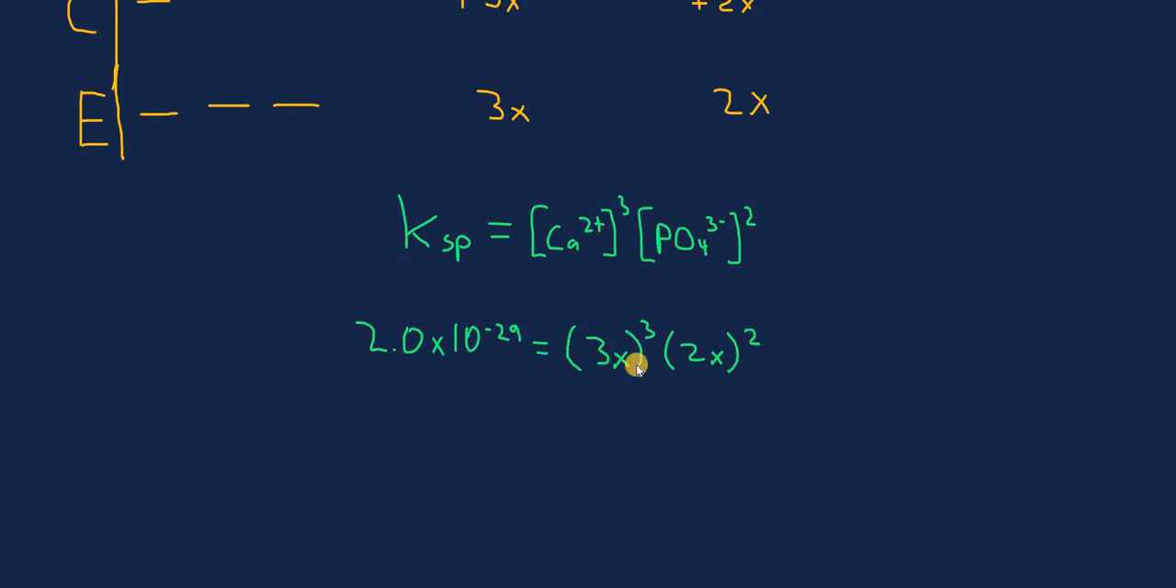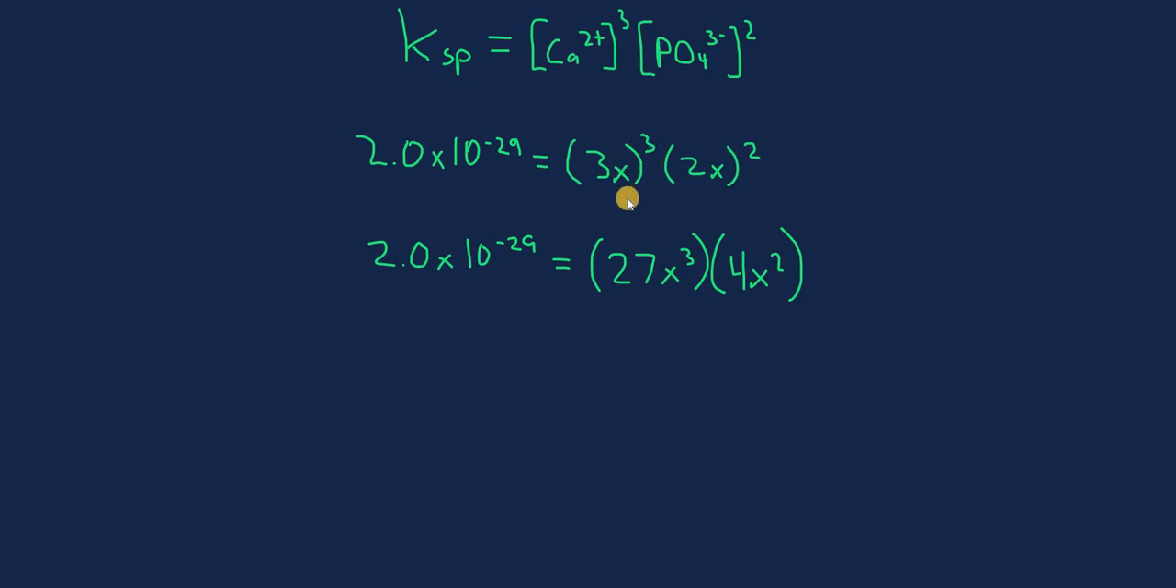And remember, make sure you keep these exponents outside of the parentheses, because you'll end up making algebraic mistakes if you include them in the parentheses. So just make sure you put them outside before you start simplifying this down. So let's go ahead and start doing that now and simplify this expression down in order to solve for x. So if you cube 3x, you get 27x cubed, and if you square 2x, you get 4x squared. So now we need to multiply these two terms together. So when you multiply them together, you should get 108x to the fifth.